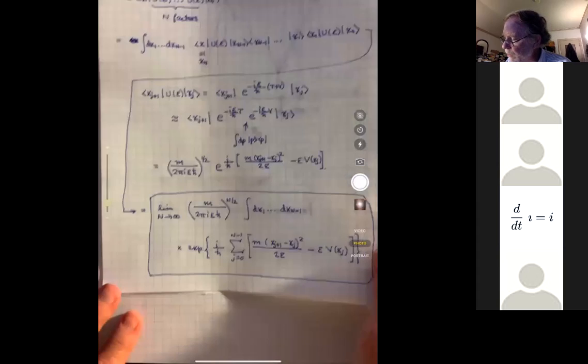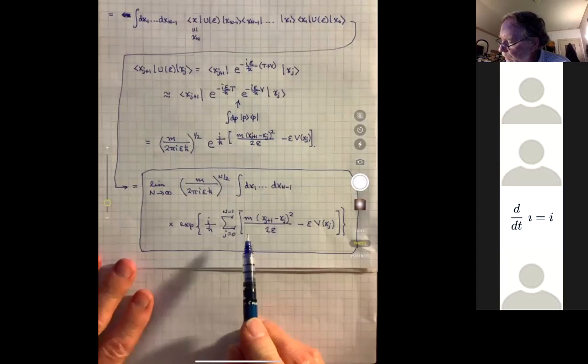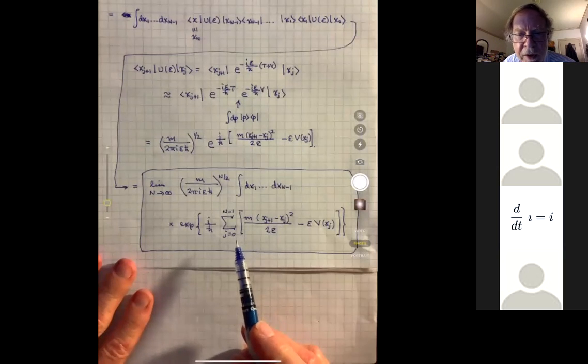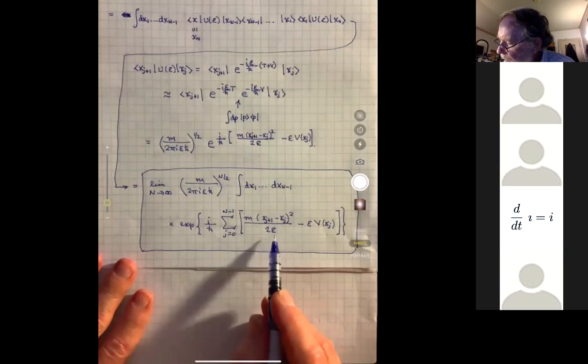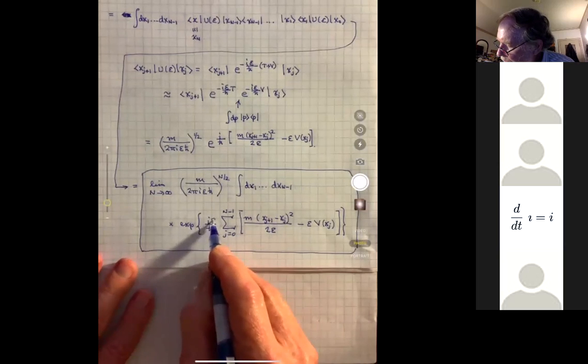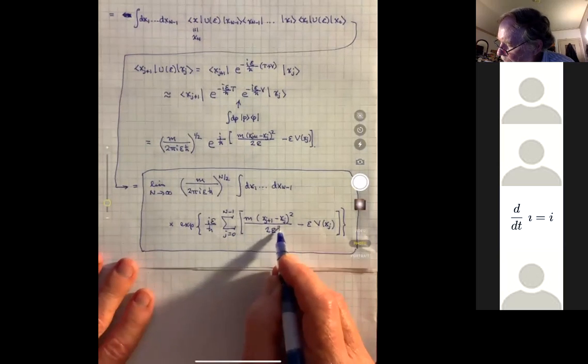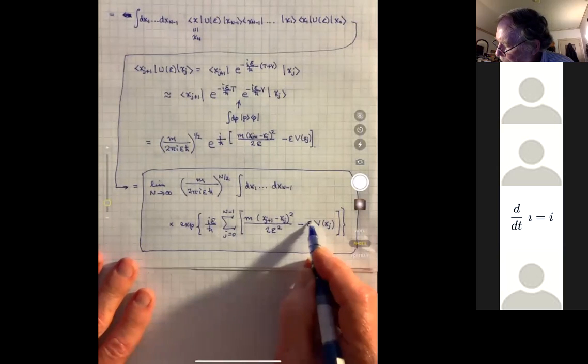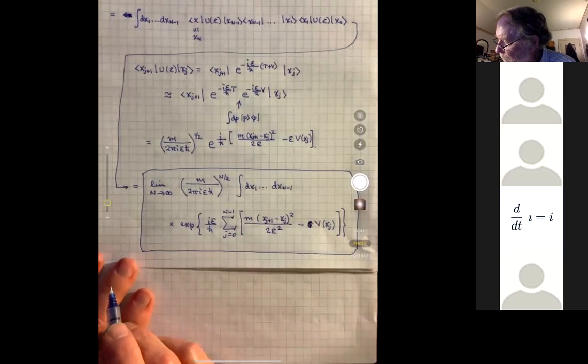Now, what about the exponent here? Let's take this exponent, which just came from doing Gaussian integrals. Allow me to factor out a factor of epsilon, which of course is the same as delta t. So I'll take an epsilon out of the sum. I have to turn that into an epsilon squared to compensate, and that epsilon I get rid of like that.